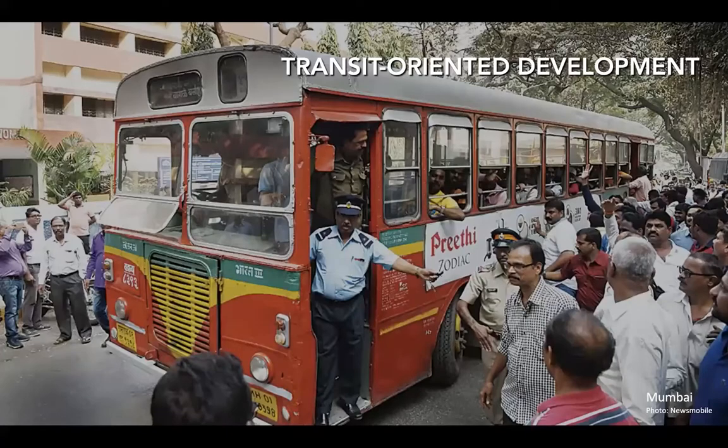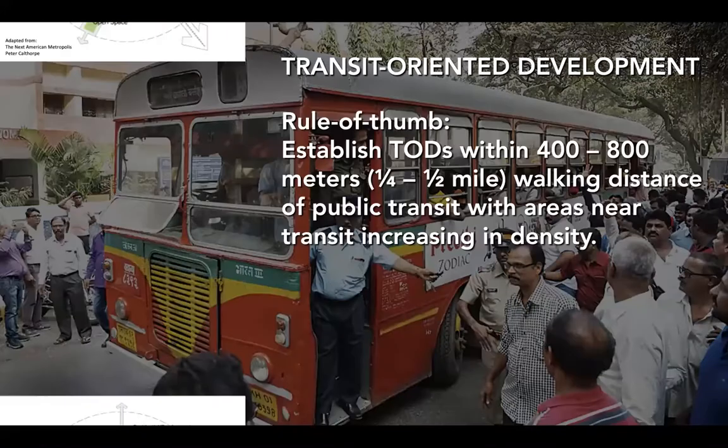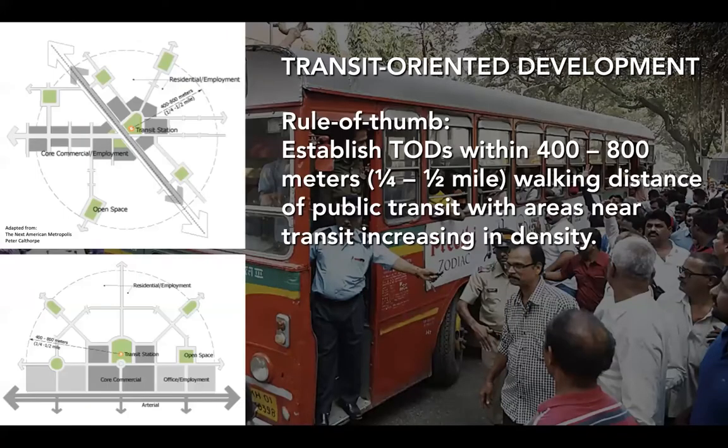This one is transit-oriented development. For example, how do we develop for public transit? Well, we could establish transit-oriented development. We can establish those stops within 400 to 800 meters walking distance within an area, so that you increase the ridership on public transit, and this way make it financially viable.